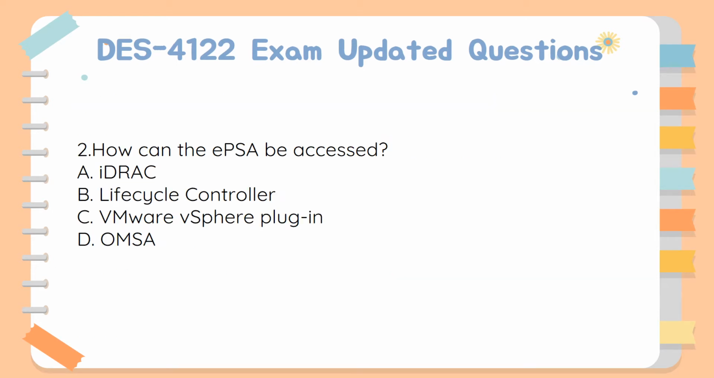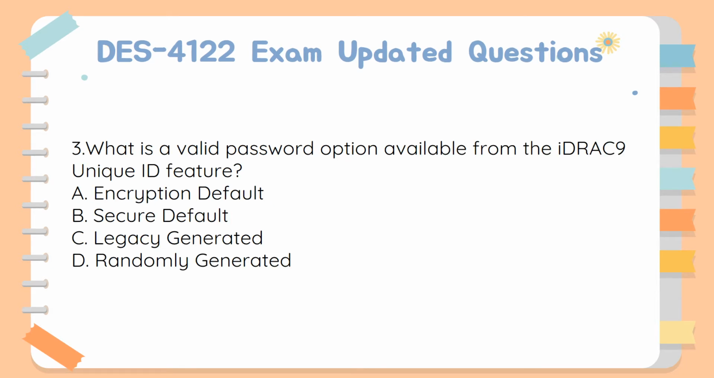2. How can the EPSA be accessed? A. iDRAC. B. Lifecycle Controller. C. VMware vSphere plugin. D. OMSA. 3. What is a valid password option available from the iDRAC9 Unique ID feature? A. Encryption Default. B. Secure Default. C. Legacy generated. D. Randomly generated.